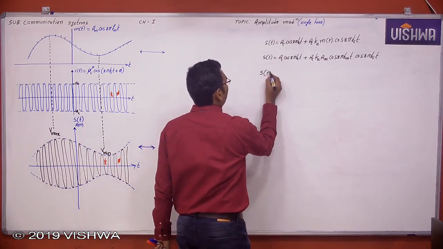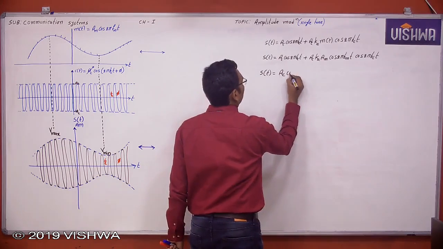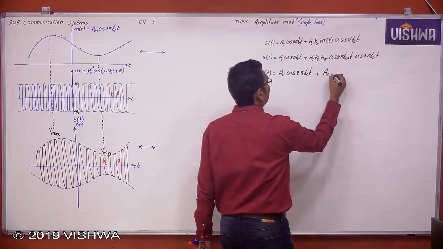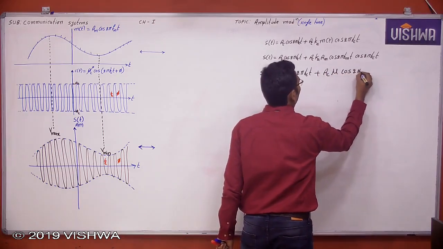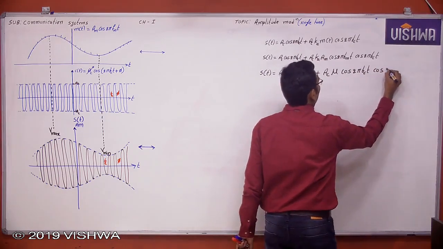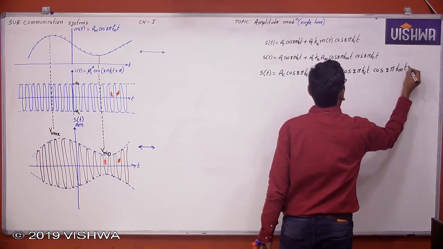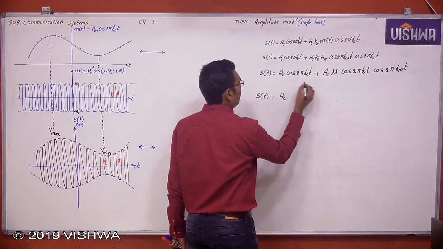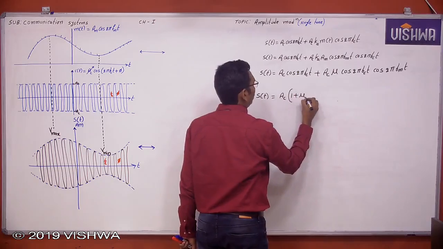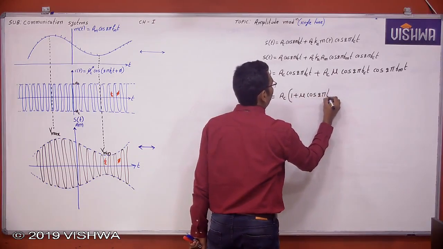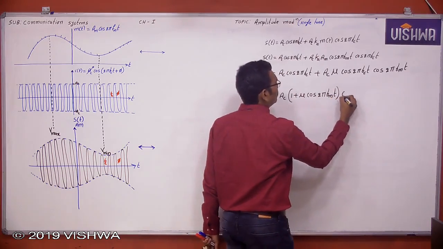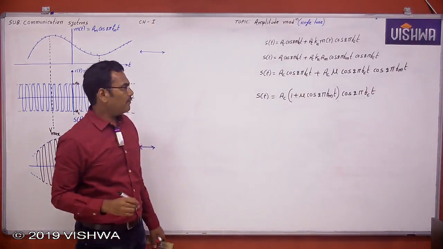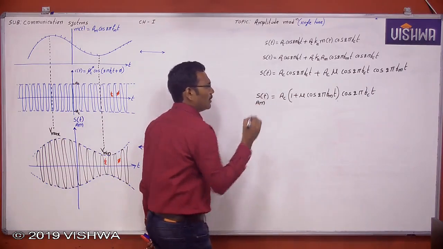Now this is S of t, which is nothing but AC cos 2 pi FCT plus AC, K into AM, which is nothing but modulation index mu, cos 2 pi FCT into cos 2 pi FM into T. So S of t, which is nothing but AC cos 2 pi FCT, taking AC as common, is AC into 1 plus mu into cos 2 pi FM into T, into cos 2 pi FCT. Now this is the AM wave in single tone.